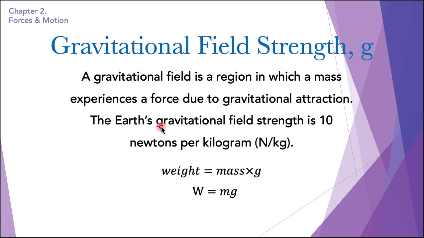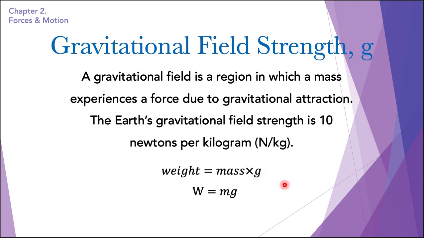Okay, now let's look at the gravitational field strength, something that I have been talking about in this chapter quite a lot. So a gravitational field is a region in which a mass experiences a force due to gravitational attraction. The Earth's gravitational field strength is 10 newtons per kilogram, which is newton per kg. So gravitational field strength is also denoted as g. g has, in other words, two meanings. g is the acceleration of free fall as well as the gravitational field strength, which is 10 newton per kg.